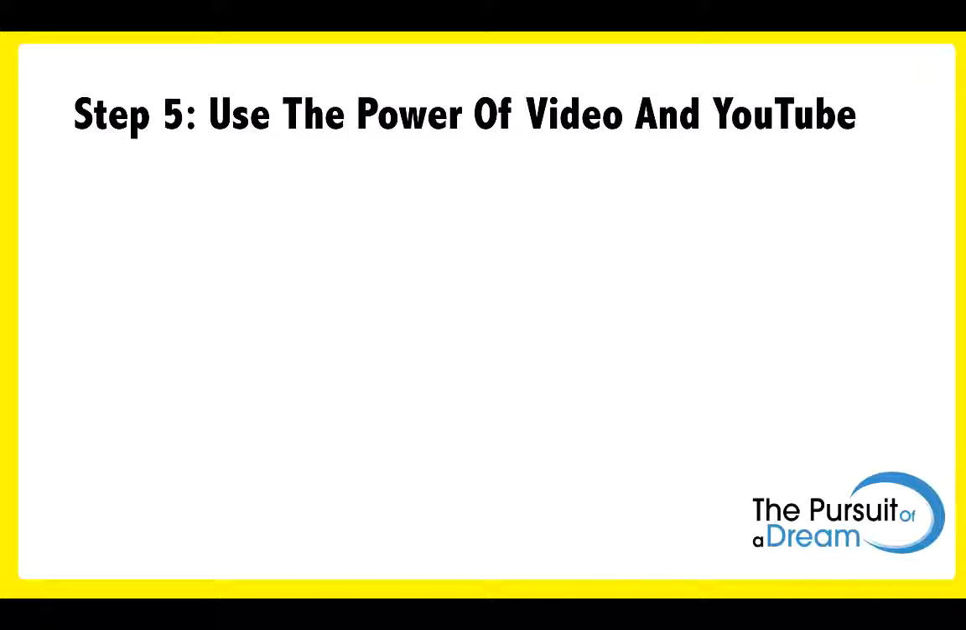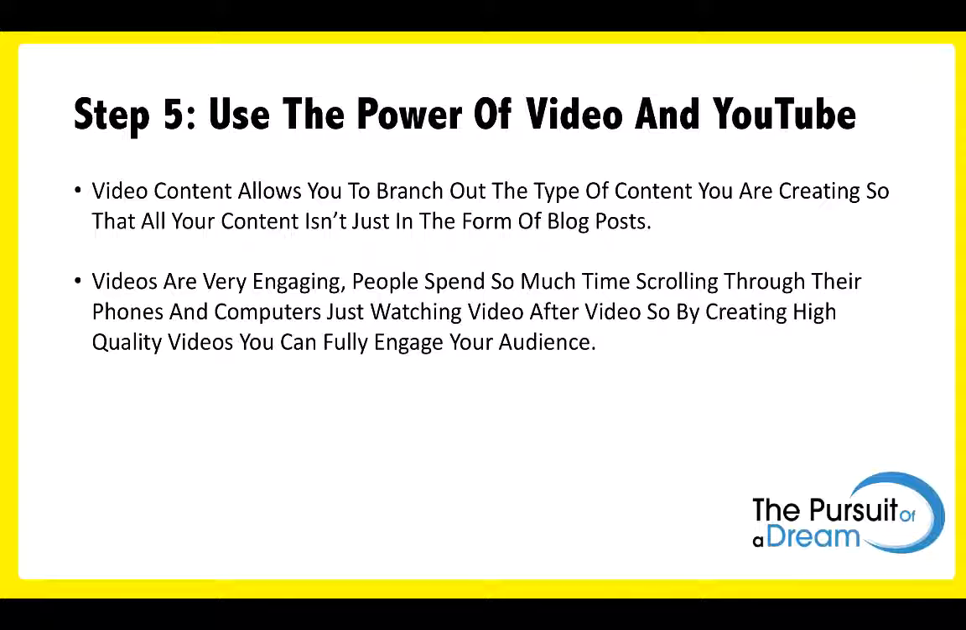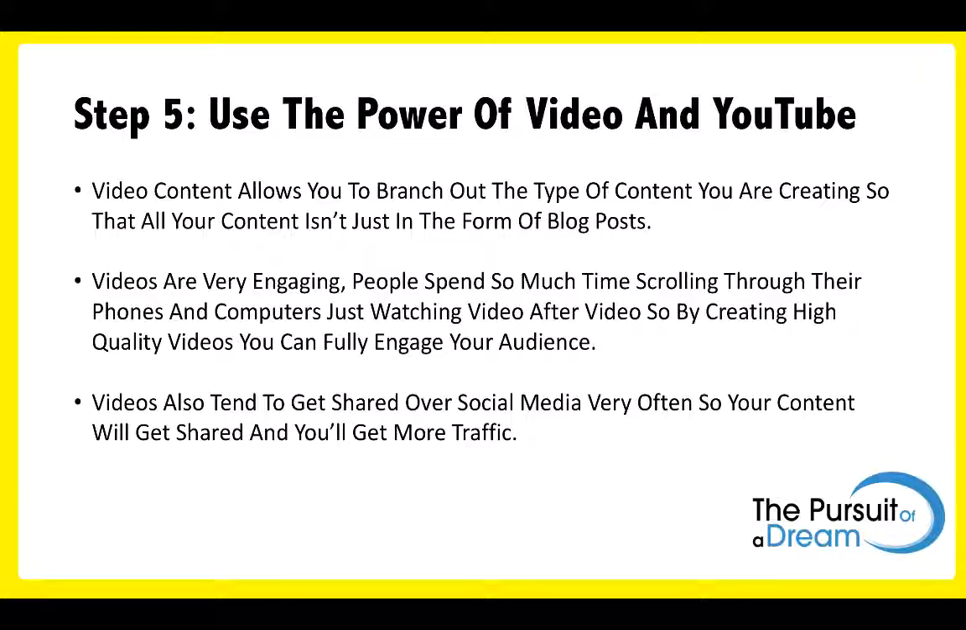Now, step number 5 is to use the power of video and YouTube. Video content allows you to branch out the type of content you are creating, so that all your content isn't just in the form of blog posts and written content. Videos are very engaging. People spend so much time scrolling through their phones and computers just watching video after video. So by creating high quality videos, you can fully engage your audience.